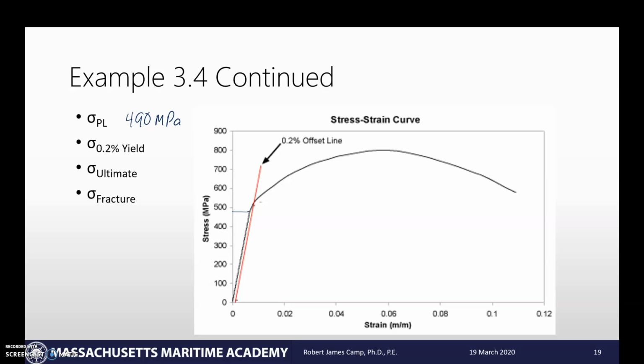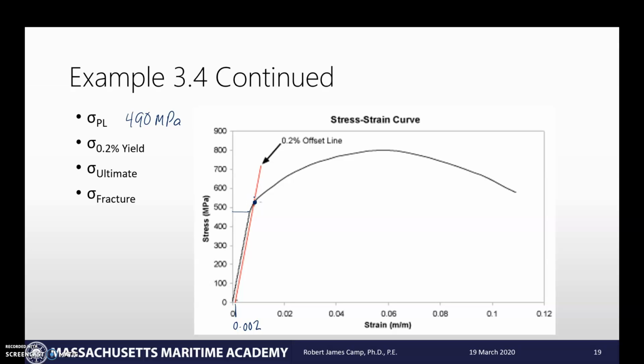How do we do it? We come here and we go to a strain of 0.2%. And so in decimal, this would be 0.002. And we draw a line with the same slope as the linear elastic line. So a line with slope E, same modulus of elasticity. And what I do is I just look, where do they cross?